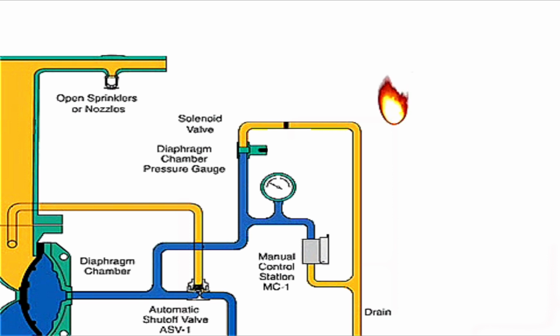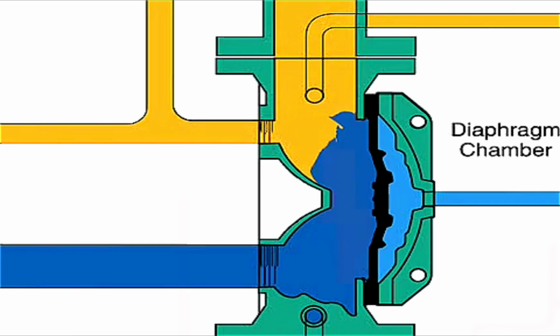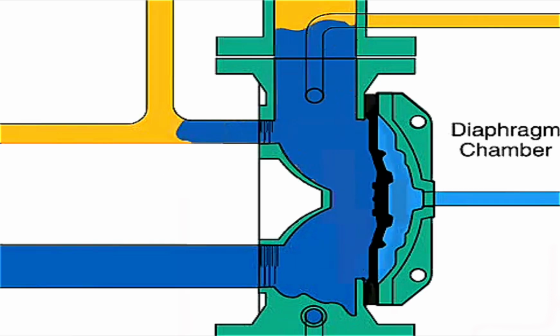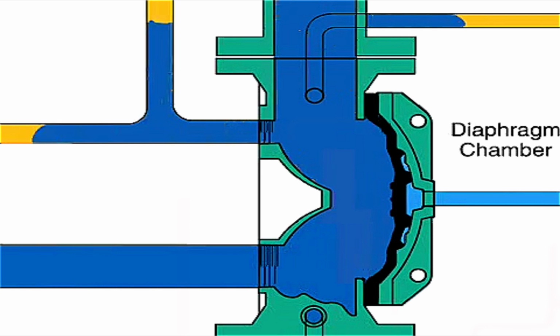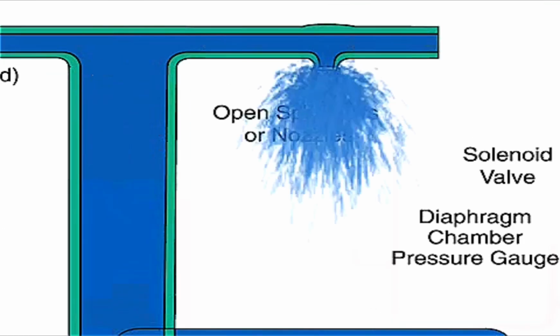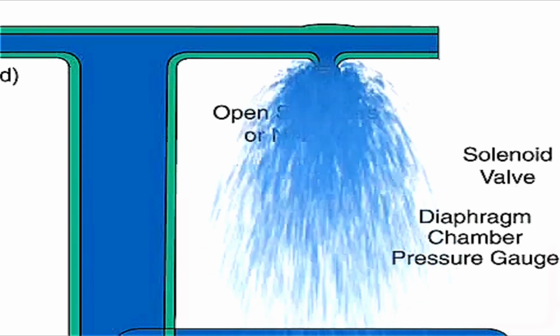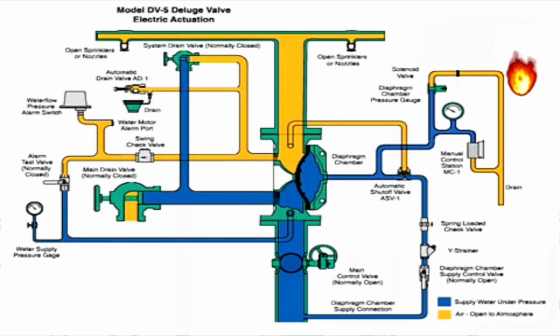In case of fire, when the operator presses the push button in the control room, it sends a signal to the solenoid valve, opening the path to the drain, consequently depressurizing the priming chamber pressure, causing the water supply to move the diaphragm and push it backward to allow the water to reach the sprinklers or nozzles. Let's see the system in action.